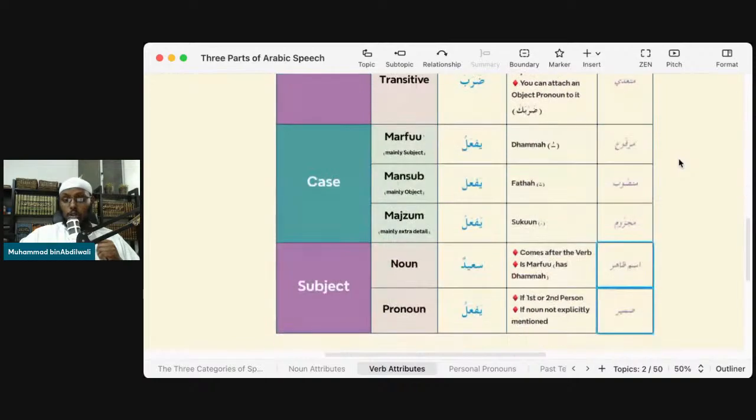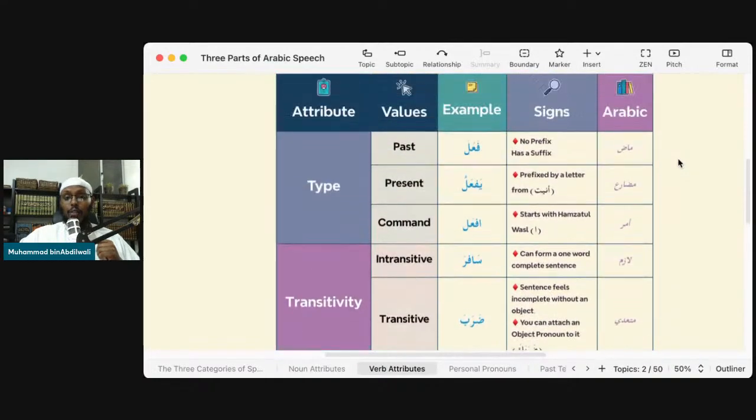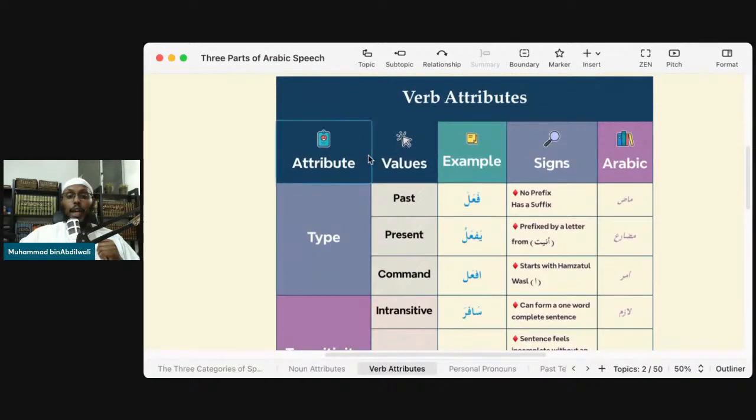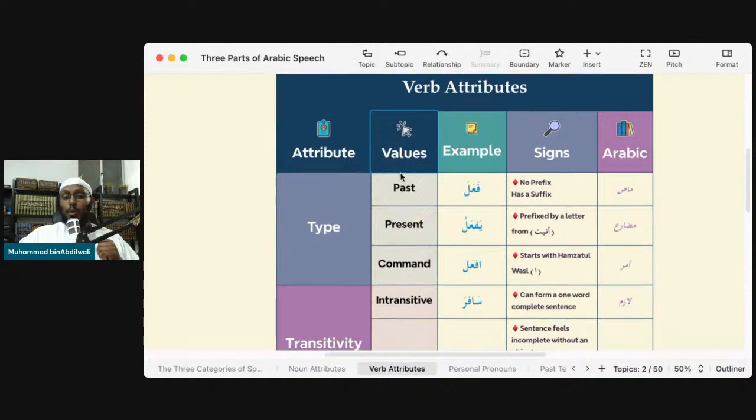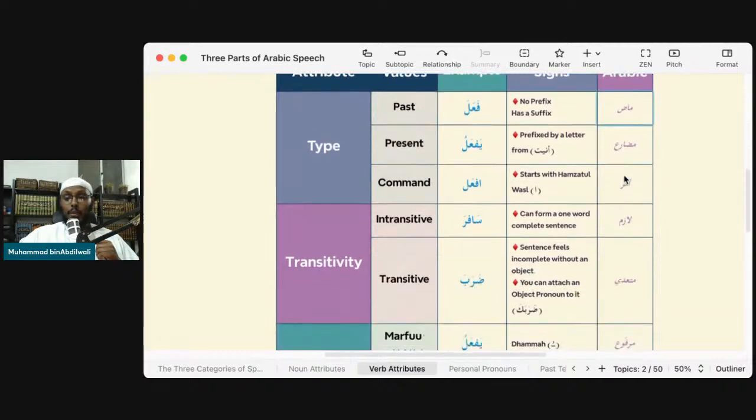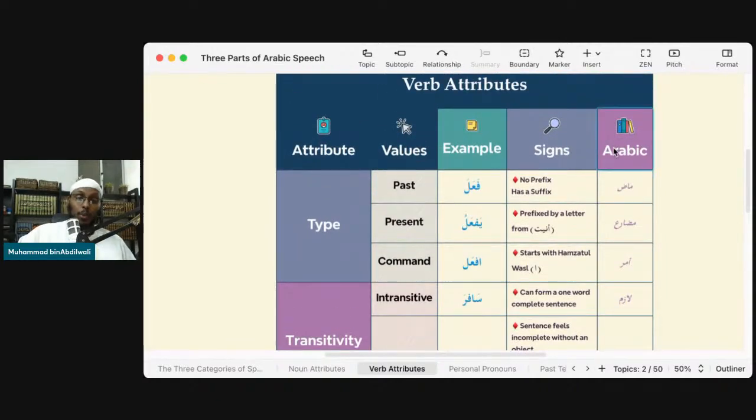Okay, see, it looks just like the table we had for nouns. We have the attribute, the possible values for that attribute, some examples, signs to look out for, and the term in Arabic. The very first thing we need to talk about are verb types.